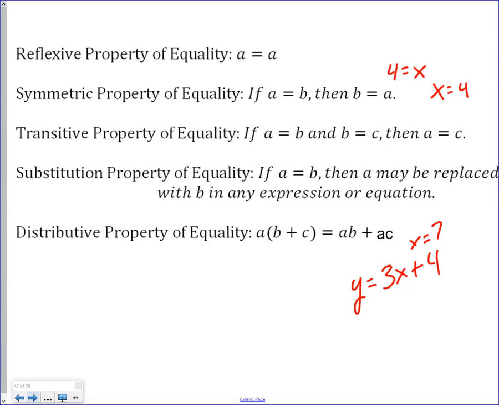Distributive property just says that we're distributing that value to the other values, so we get AB plus AC. Any questions over the properties here?